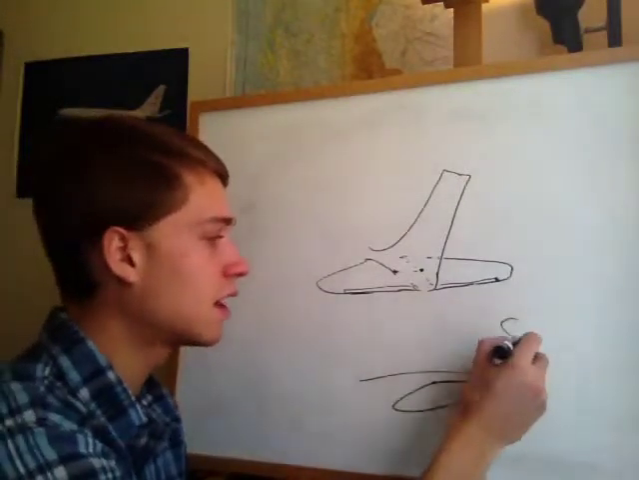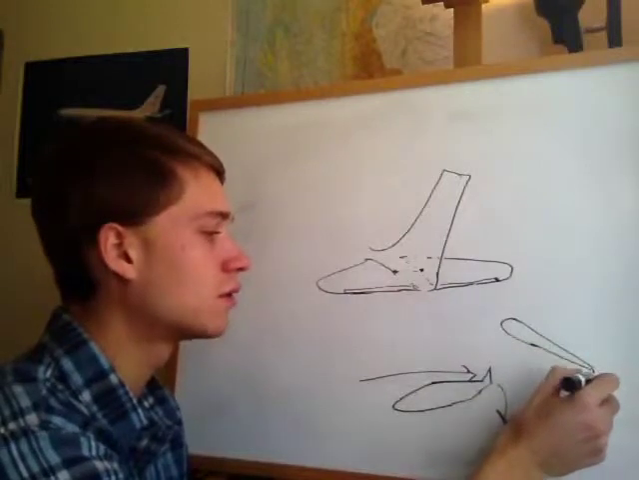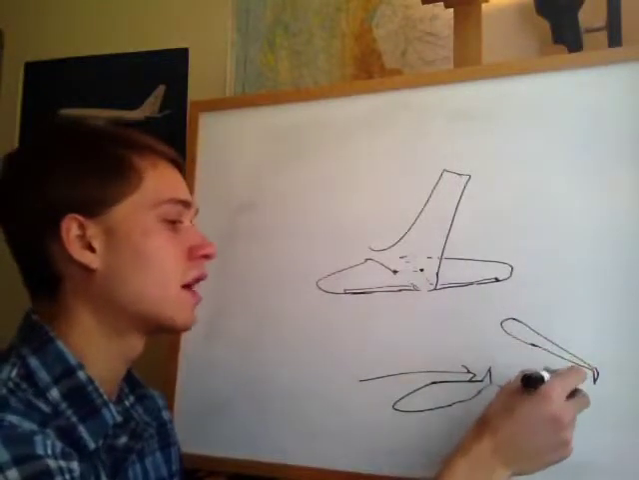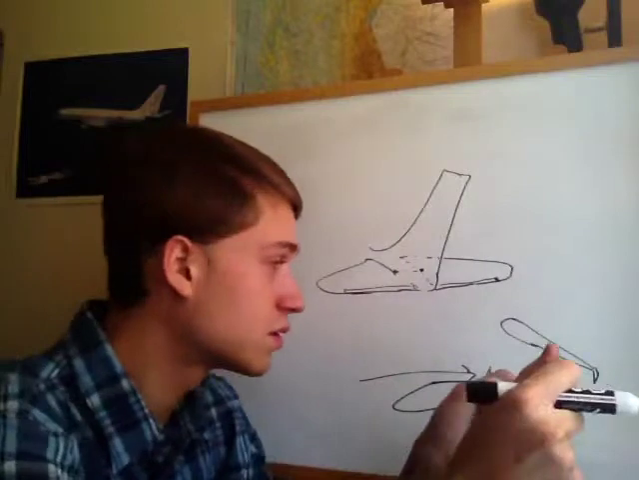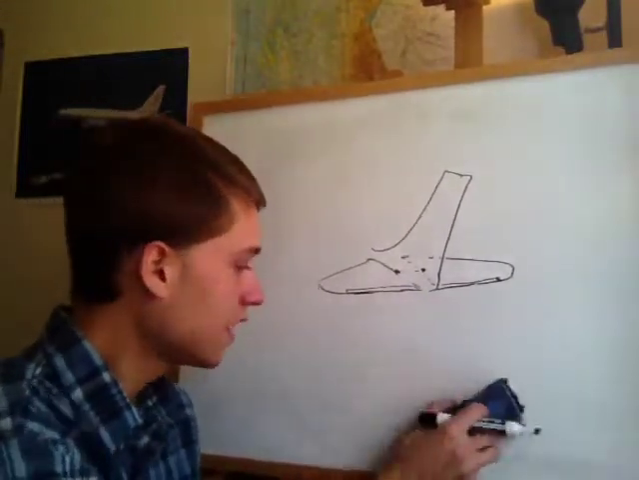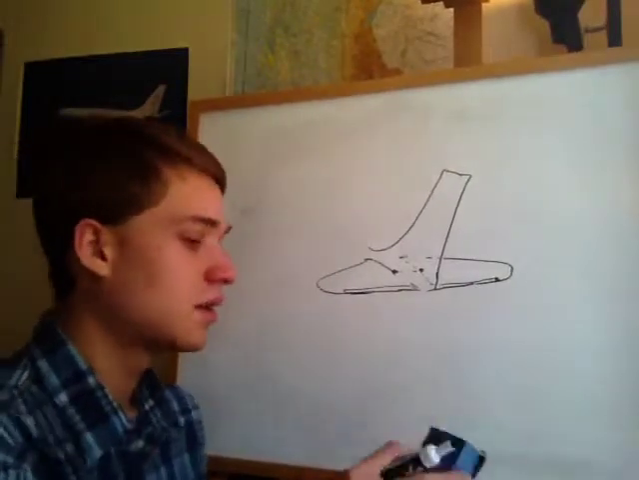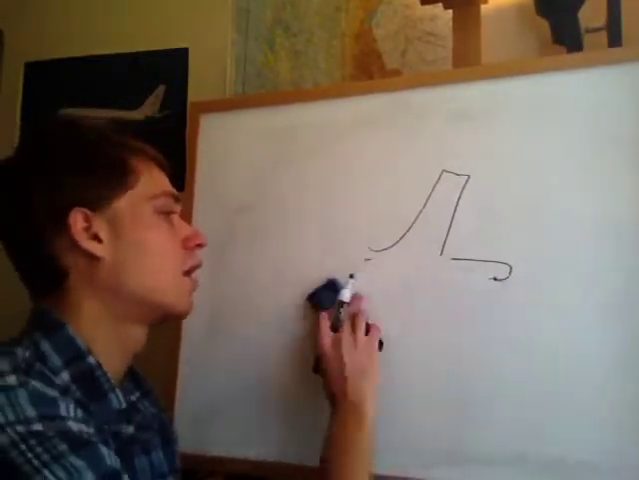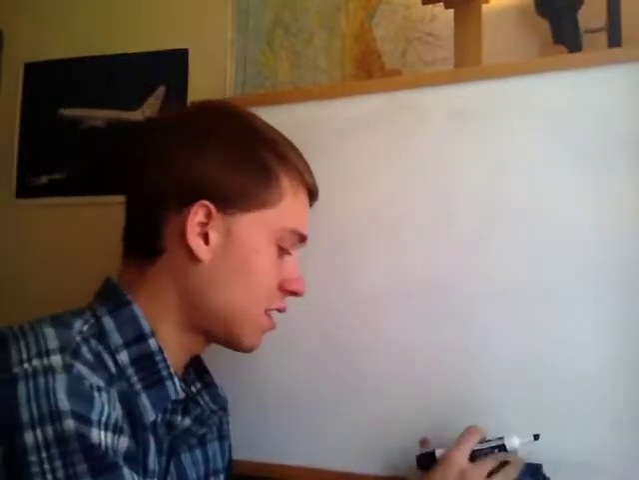And if you deflect the elevator in the opposite direction, it also deflects even more in that direction, and it makes it harder to push too far forward. So that's anti-servo tabs. Now we can understand our secondary controls.